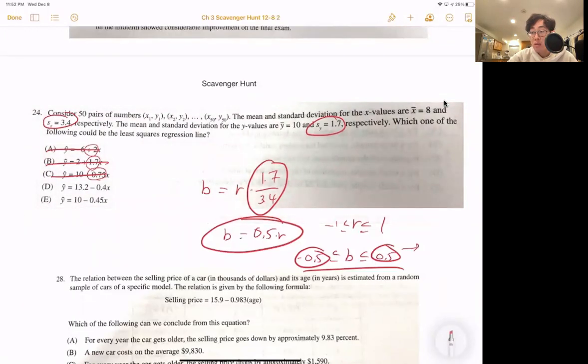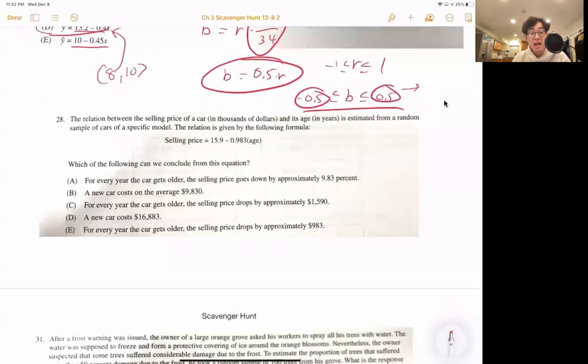All right, so then I'm going to see those two and pick one or the other by using the other information they provided, which said that (8, 10) is an actual point that goes into this equation. So the correct answer is D, because if you plug in 8 as X, you get a Y value of 10.